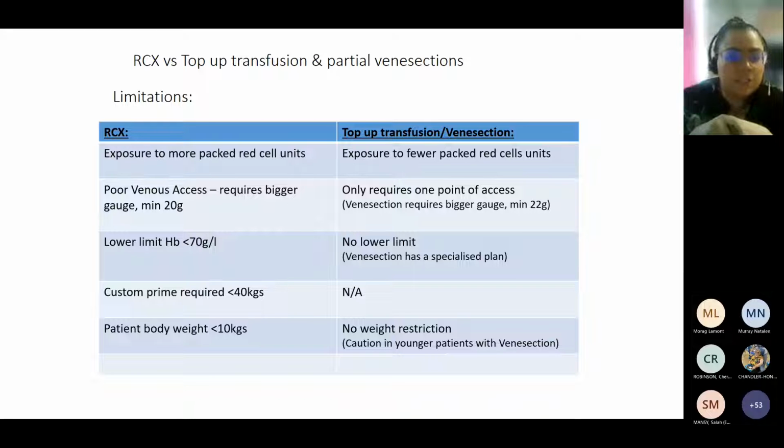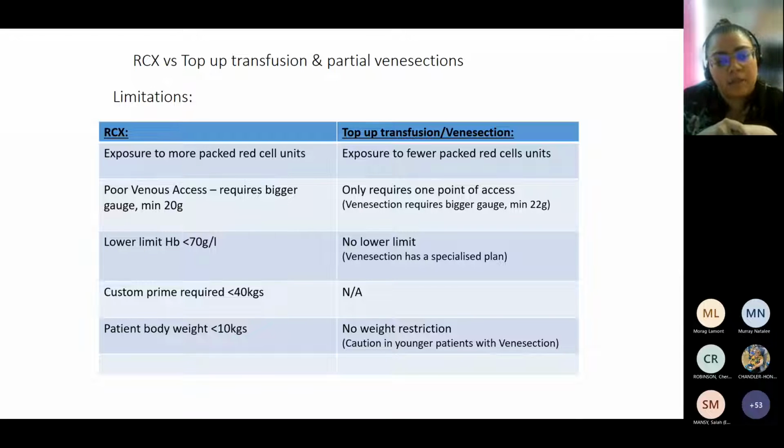So with red cell exchanges, you're exposed to more packed red cell units because you're exchanging a larger volume of blood for these patients. So instead of using 2 or 3 units for a top-up transfusion, you're using sort of 6 to 8 to 10 units per exchange to exchange more of the patient's body volume.